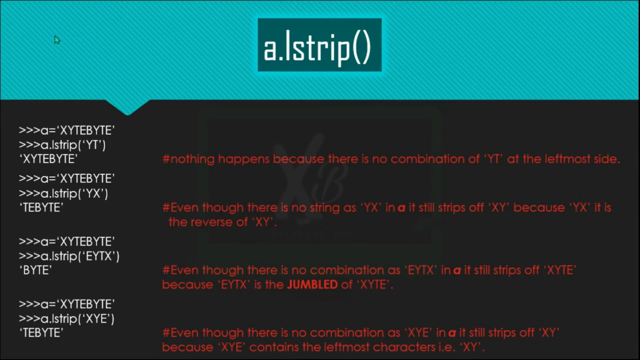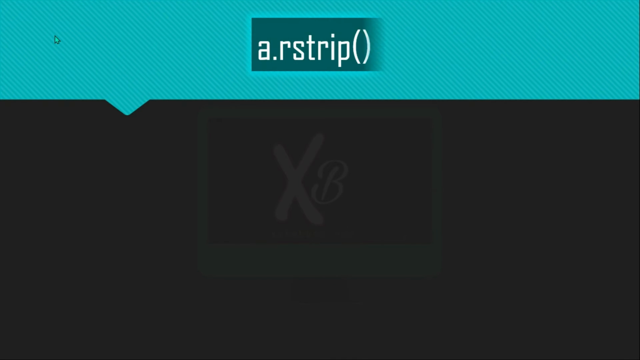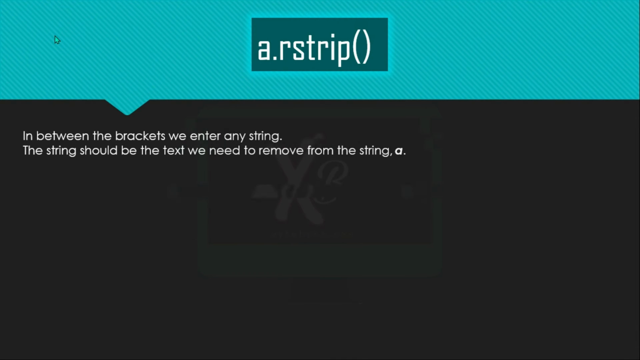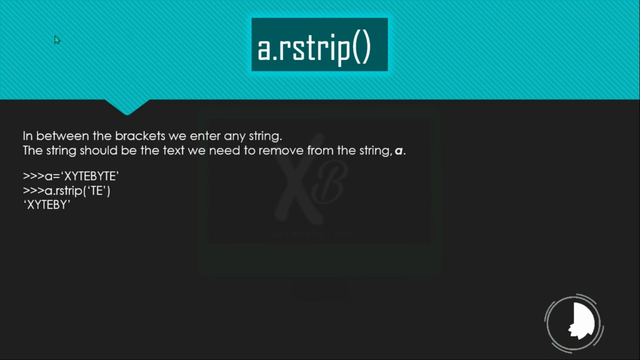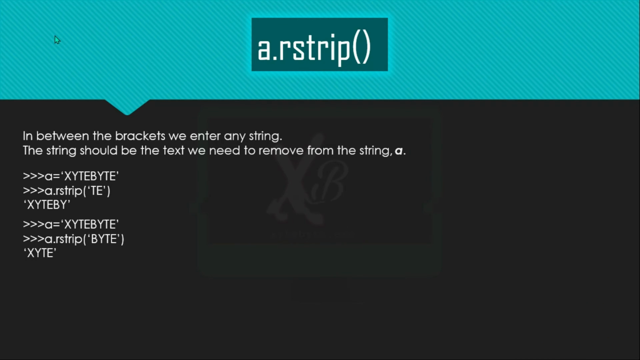Next up we have a.rstrip. In between the brackets we enter any string. This string should be in quotes. We need to remove it from the string a, same as before. Example, a is equal to excitebyte, a.rstrip("te"). So at the right hand side, do we have te? Yes, so remove them. Remaining is excitebyxy. Next down we have a.rstrip("byte"), so the leftover is excite, so it's logical.